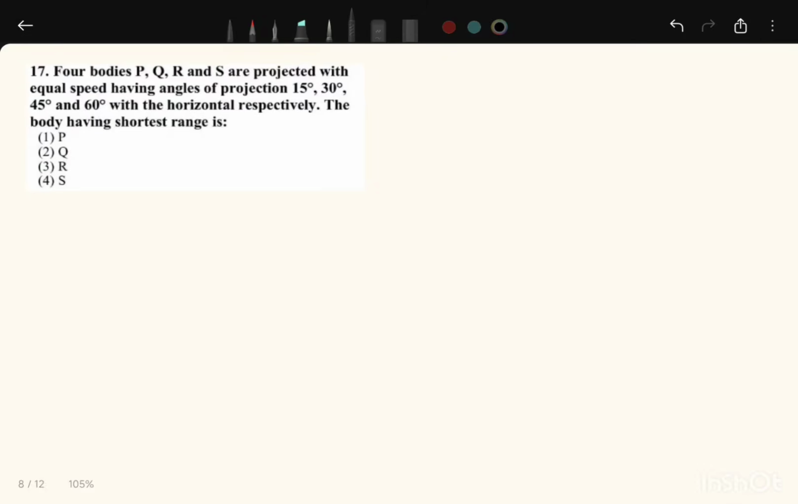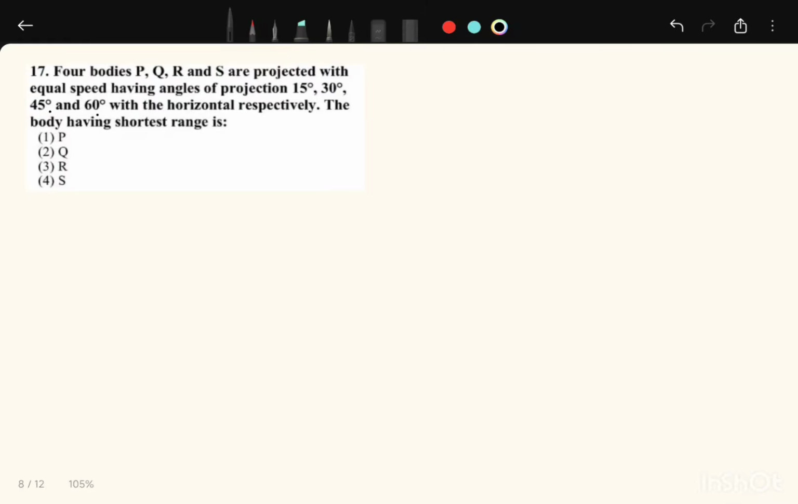So now let me take our next question, question number 17. This question is saying we have four bodies P, Q, R, S, and all these are projected with equal speed having angles of projection 15 degree, 30 degree, 45 degree and 60 degree with the horizontal. We have to find the body having the shortest range. So which body will have the shortest range? This question is very easy.